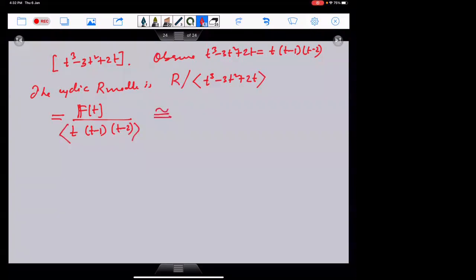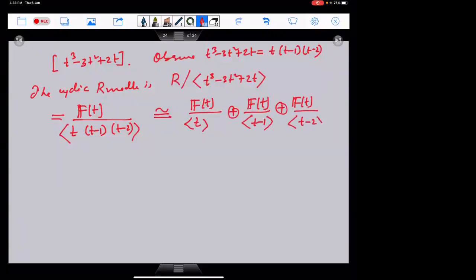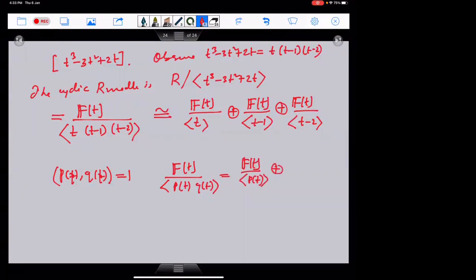So what can I say now? Can I further decompose? We know something like this. I do not know whether you have seen this one. I have not discussed it. Have you seen this one? Is it fine? Please respond. If they are co-prime or co-maximal, maybe I write P(T), Q(T) here. Can I say that F[T] upon P(T) times Q(T) is isomorphic to the sum of F[T] upon P(T) and F[T] upon Q(T)?